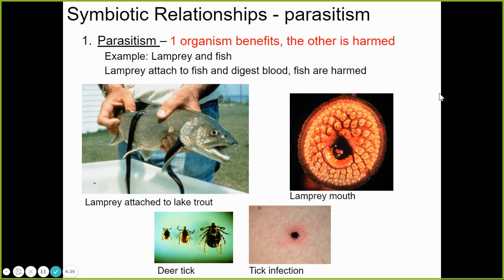And my dog had tapeworms once, and did I tell you guys the story about when I gave my dog the deworming? Yes? No? And all the worms came out when she went to the bathroom. Yeah, it's pretty gross. So these are 3 types of symbiotic relationships.